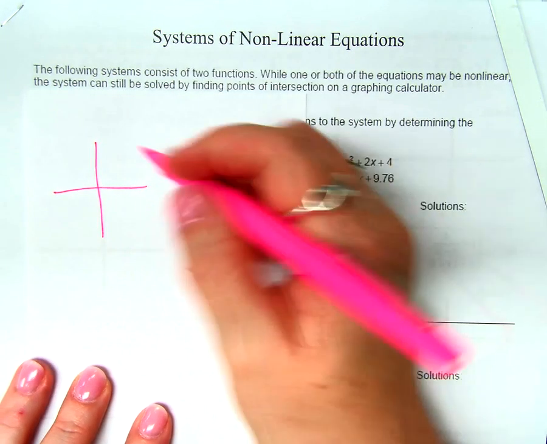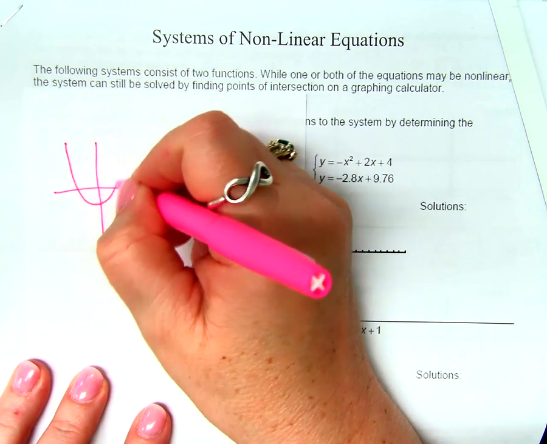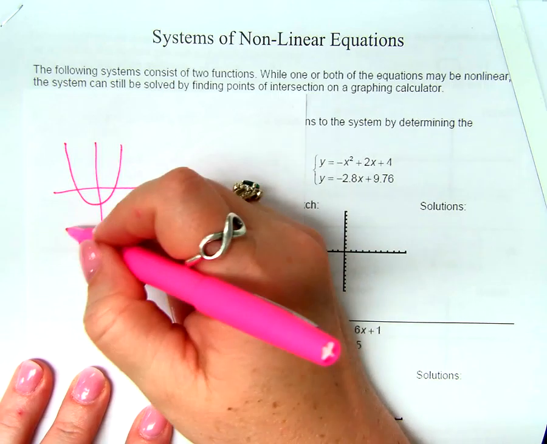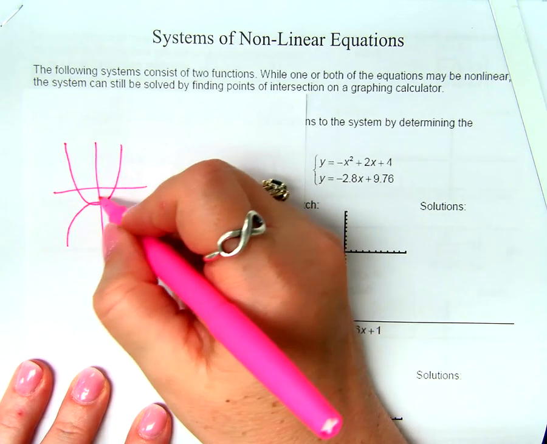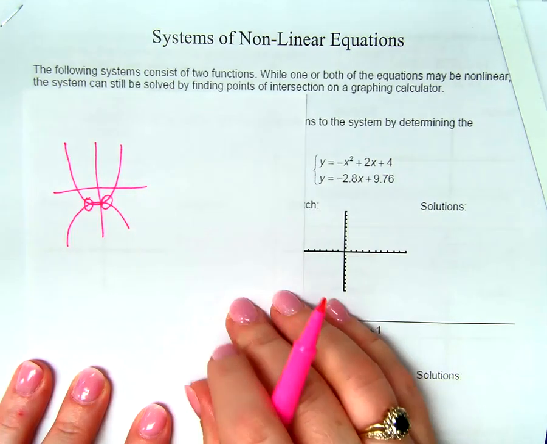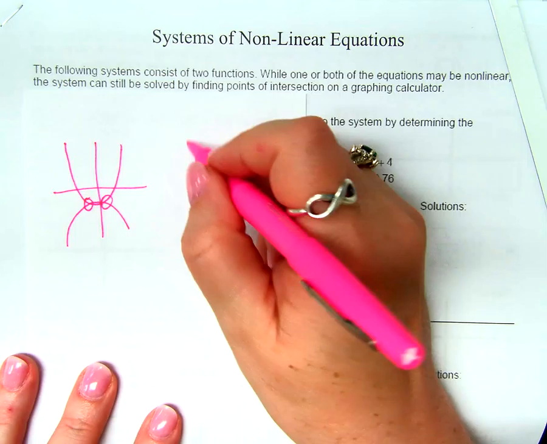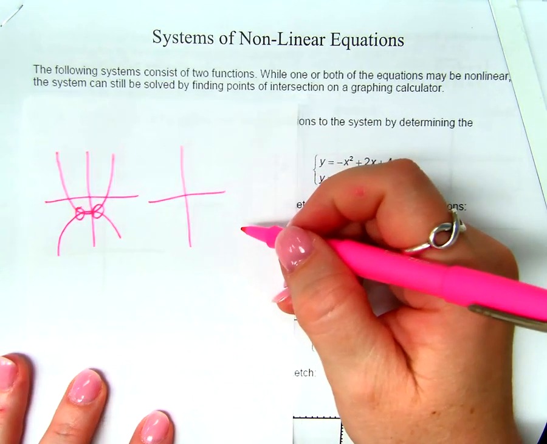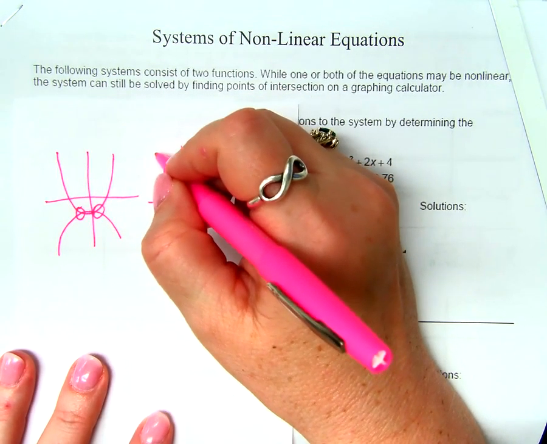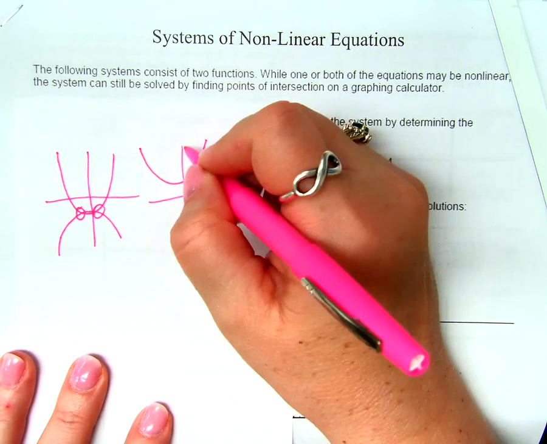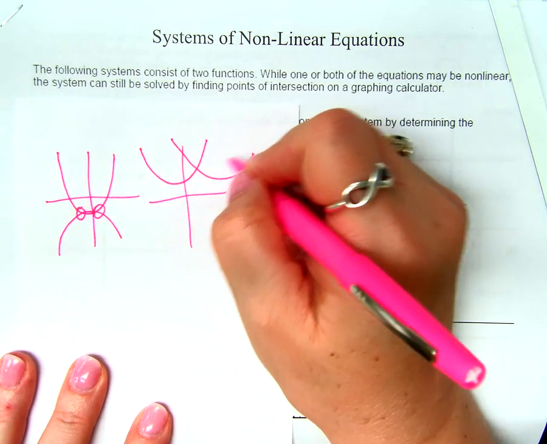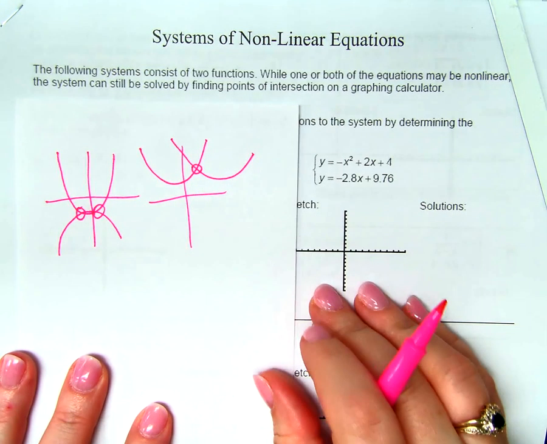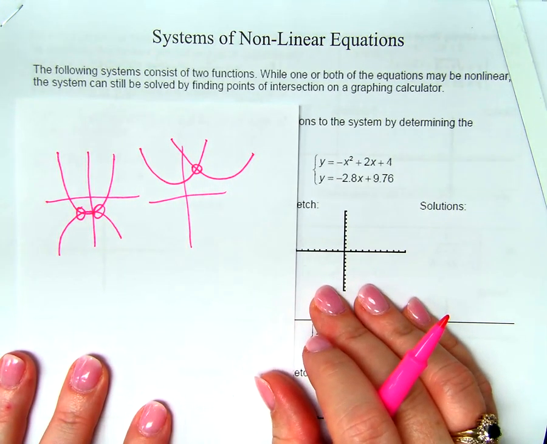Well, we could have two, right? If we had a parabola here and a parabola here. Oops, that's not very good. Let's pretend there's one there and one there, right? What else could we have? One intersection, so we could have, what about this, and then like this? Wouldn't that be one solution right there? Would they cross anywhere else?